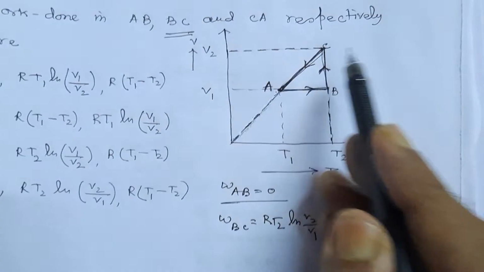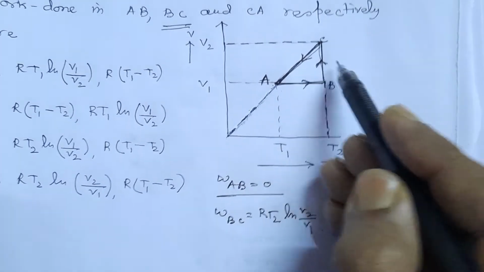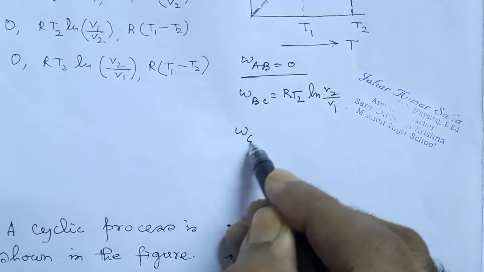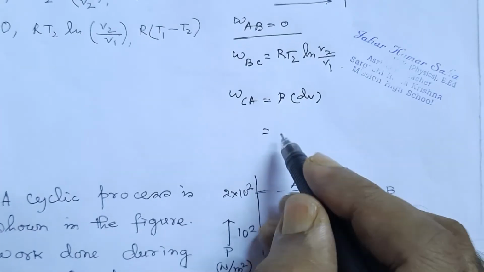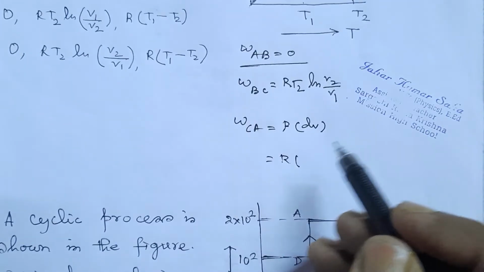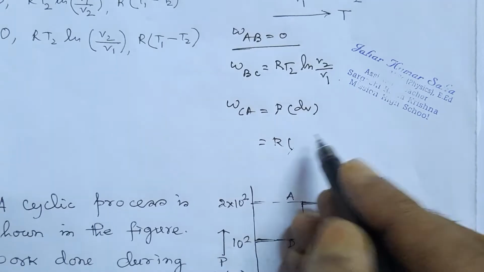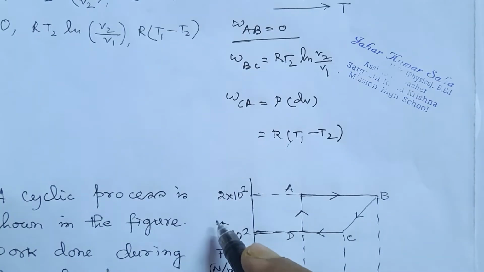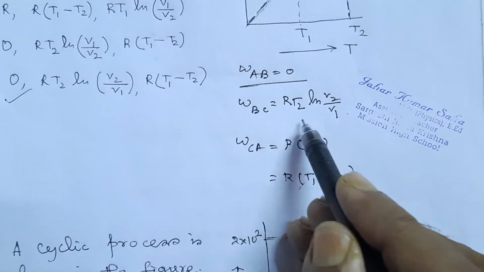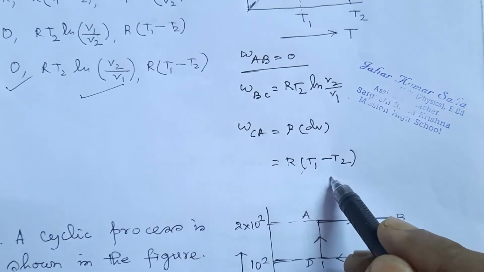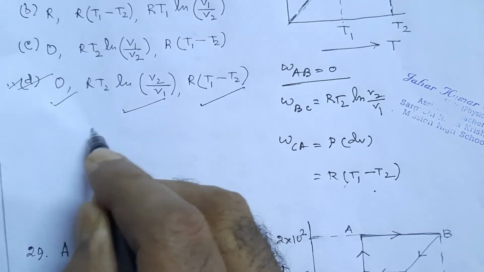And in the third process, CA, it is a straight line passing through the origin, so pressure is constant, so the work done WCA equals P into dV. PV equals R dT, so R into what? Final temperature minus initial temperature. Here for the process CA, final temperature is T1 and initial temperature is T2. So the answer is R into T1 minus T2. So the correct option: WAB 0, WBC RT2 ln V2 by V1 and WCA R into T1 minus T2. We find all these in option number D. So 28D is our correct choice.